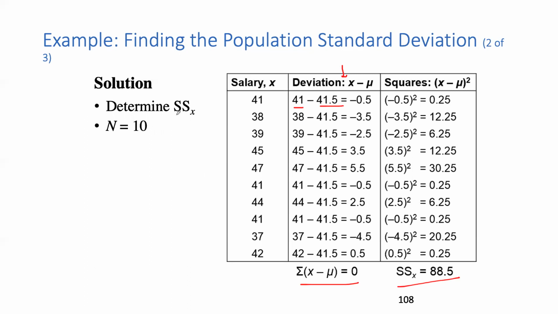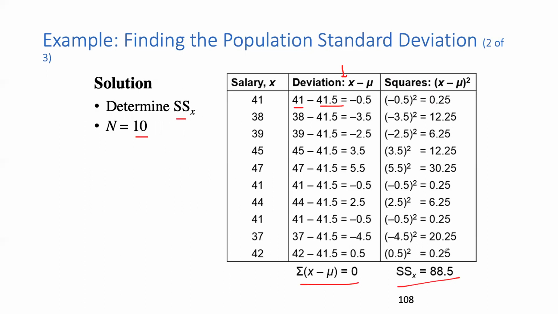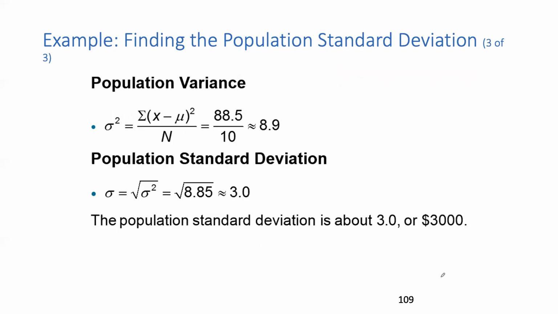Now that I have the sum of squares and I know that n is equal to 10, I can calculate the population variance, which is the sum of square deviations, which is 88.5, which is what I calculated as the sum of this column, divided by n, which is 10, which gives me 8.85. And the standard deviation is just the square root of the variance. So the standard deviation is just the square root of 8.85, which is about 3. Okay. All right.